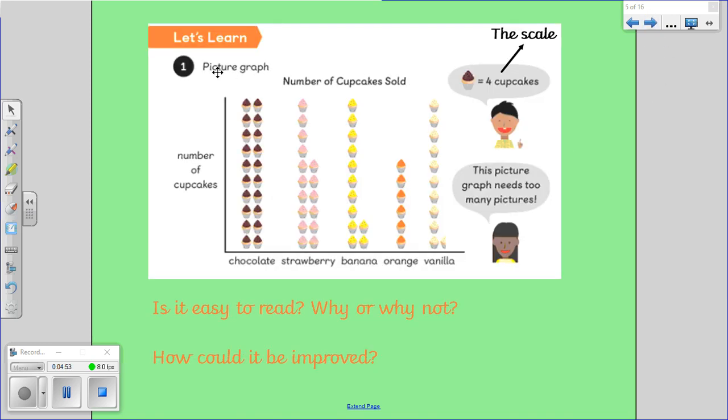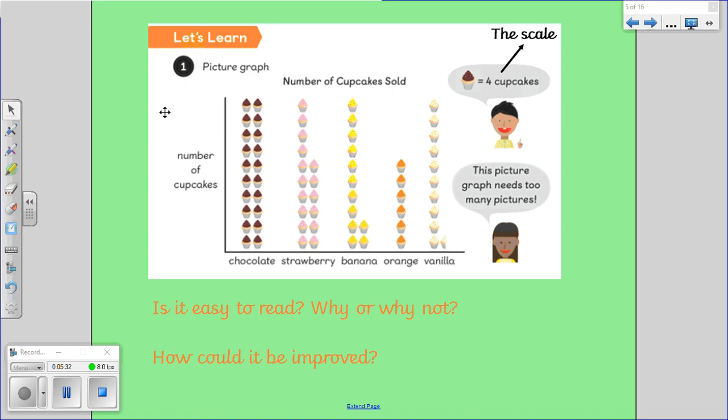Okay, we can see at the top here that this is a picture graph, which you may have seen before. I want you to have a think though, having a look at this graph. Is it easy to read? And if it is, why? Or if it isn't, also why? And how could it be improved? So again, have a think, pause the video. How easy is this graph to read?